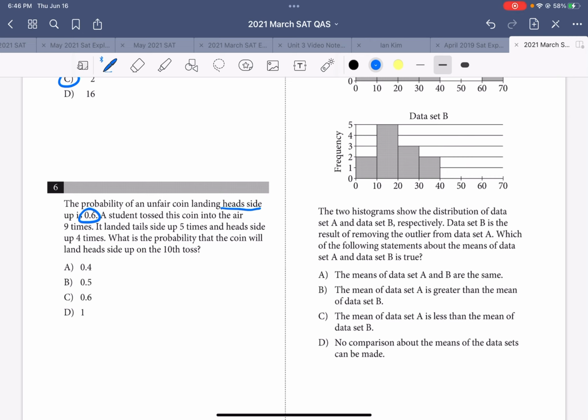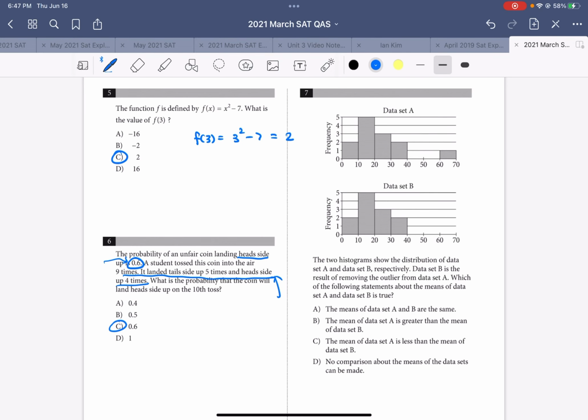Okay, since each toss is independent, no matter what happened in the 9 times before, that doesn't affect the next one, because it's independent. And it said the probability that it will be heads up is 0.6. So the question is about the 10th toss. What is the probability it will be head side up? Still 0.6. No matter what happened before, it doesn't affect the next. So it's an independent case, and the probability is still 0.6.